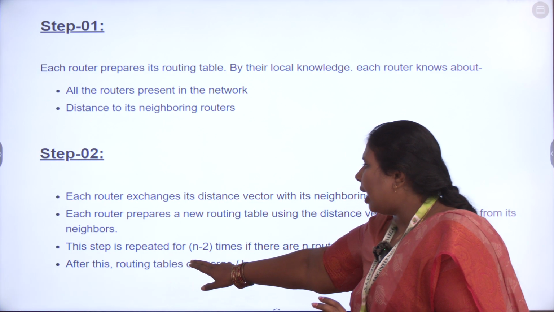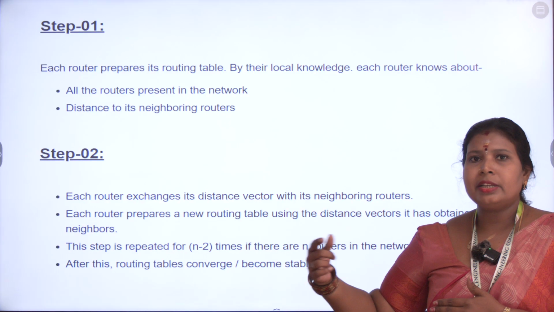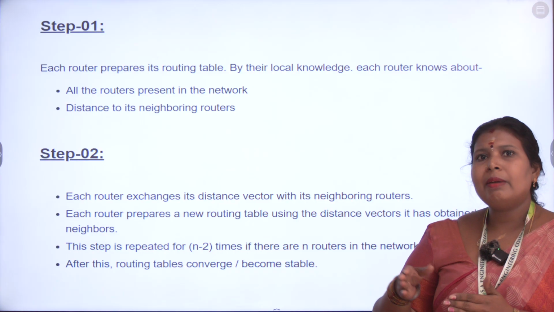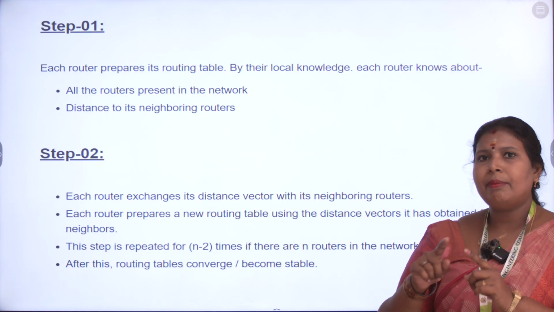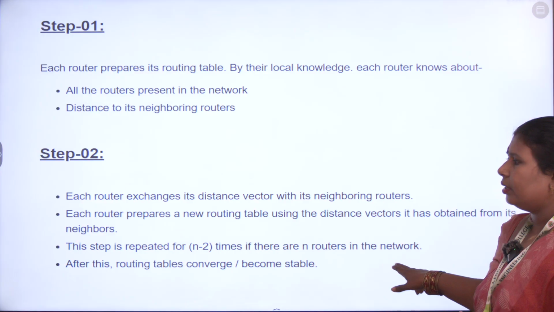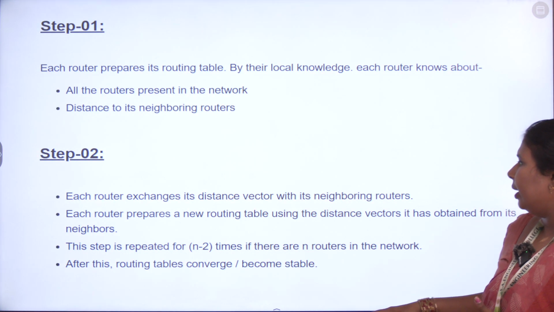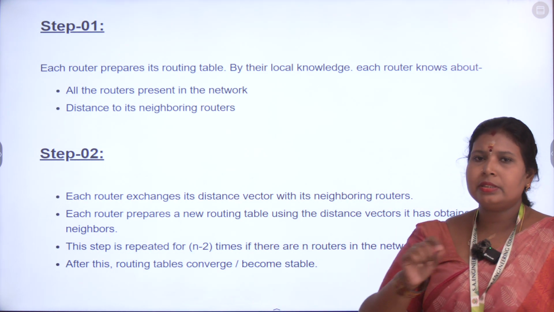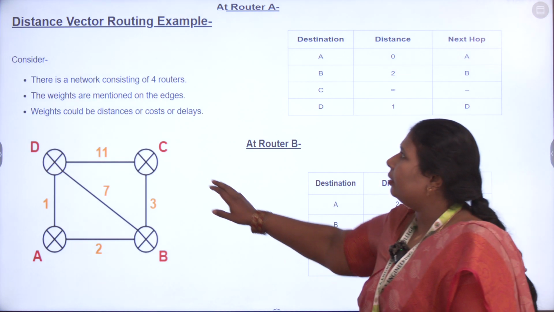Similarly, it repeats every time while finding the destination. According to the destination, it travels through each and every path. So n number of times it needs to identify the path, updating the routing table. If there are n routers in the network, n minus 2 times it will keep on updating. After this, you need to find the converged or stable routing table, which is the stable path for finding the shortest path. So this is the main idea of distance vector routing.